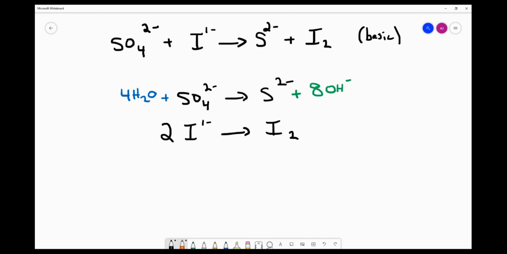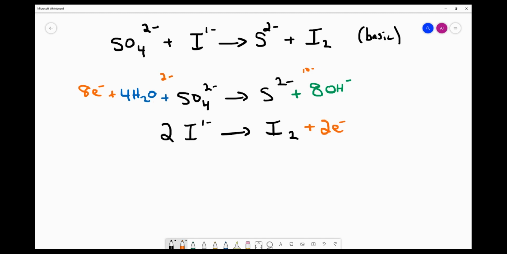In my first equation, I have a total of 2 minus on the left-hand side and a total of 10 minus on the right-hand side. So we need to add 8 more negative charges to the left-hand side. In my second equation, I have a total of 2 minus on the left and no charge on the right. So I need to add a total of 2 electrons to the right-hand side.